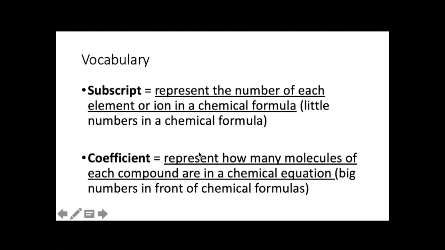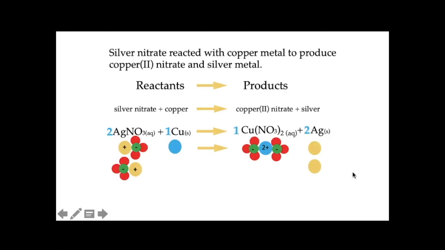How many did it actually take? So going back to the reaction here, this 2 is a coefficient and this 1 is a coefficient. This 3 is a subscript. This 2 here is also a subscript, telling you have 2 nitrates.